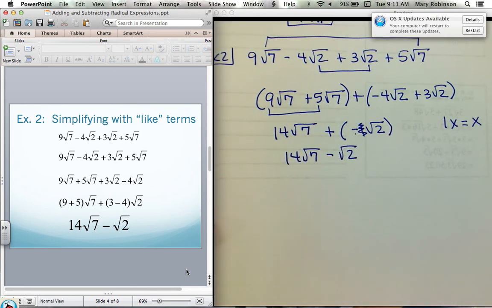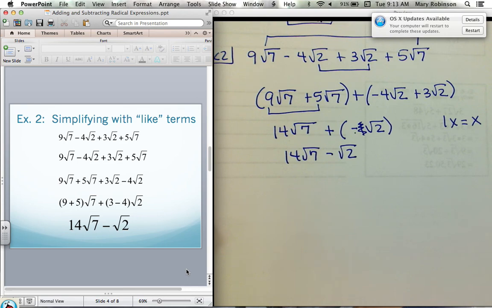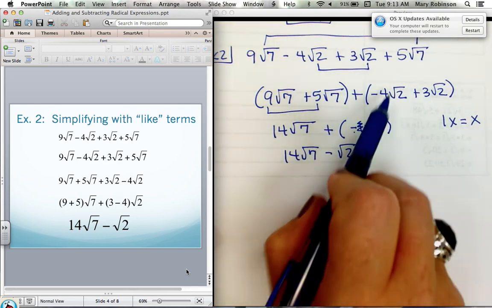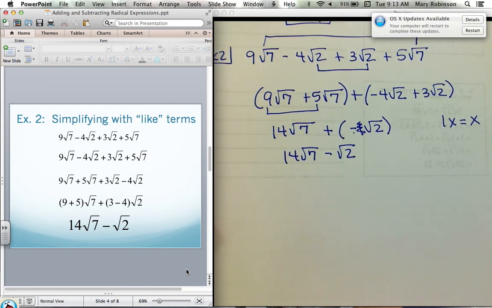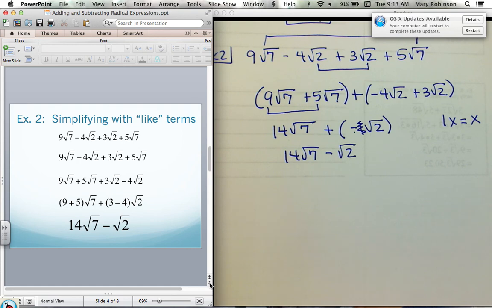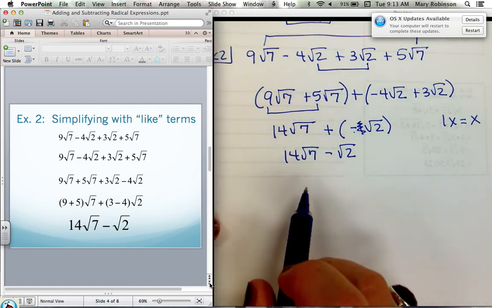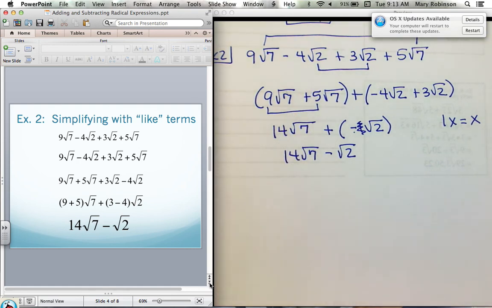So notice on the PowerPoint slide, there's two different approaches to get the same thing. You can rewrite it. You are allowed to rearrange the terms so that you do have like terms next to each other, like they did in the PowerPoint. Again, we can check this in our calculator to see that we get the same decimal approximation.